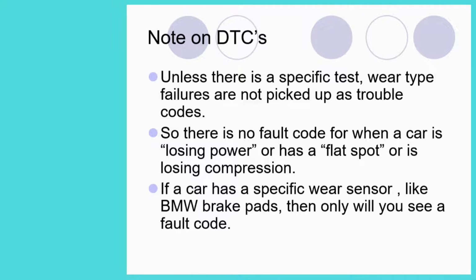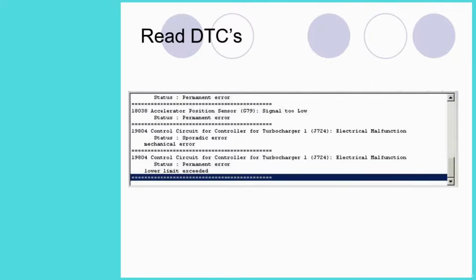So there's no fault code for when a car is losing power or has a flat spot or is losing compression. If a car has a specific wear sensor, like BMW brake pads, then only will you see a fault code. This is an example of a diagnostic trouble code printout.